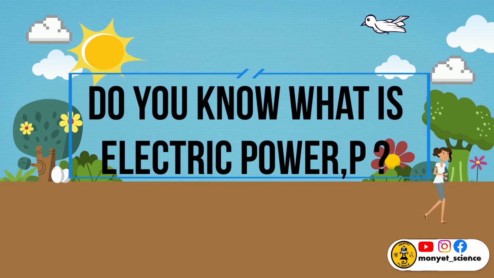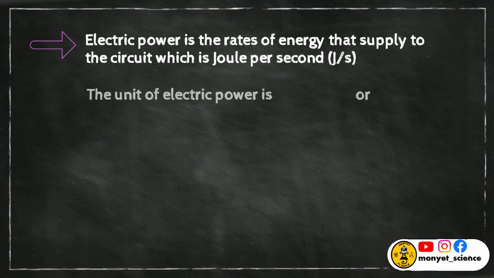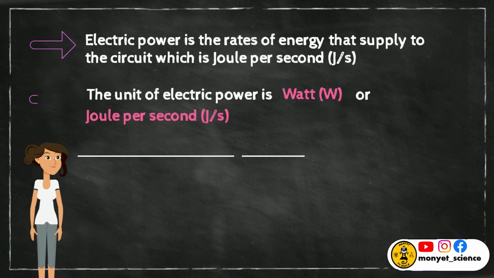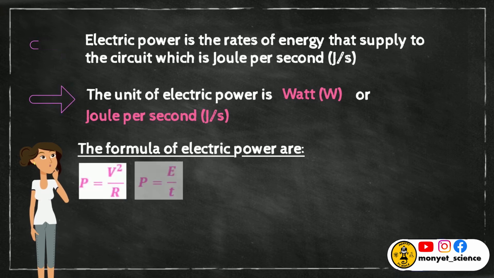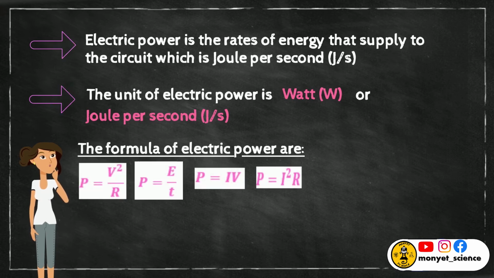Do you know what electrical power is? Electric power is the rate of energy that is supplied to the circuit, which is joule per second. The unit for electrical power is watt.